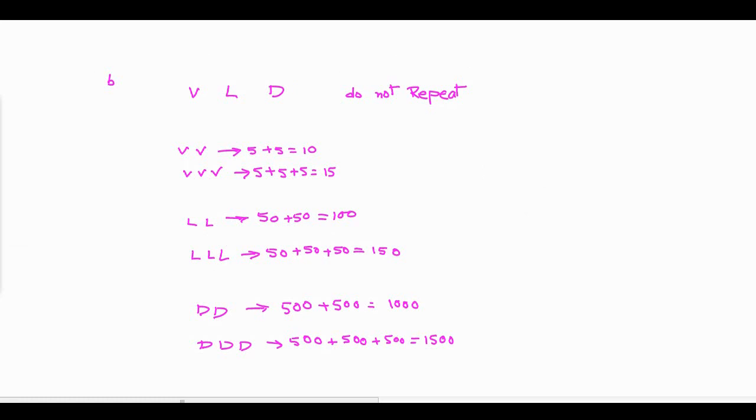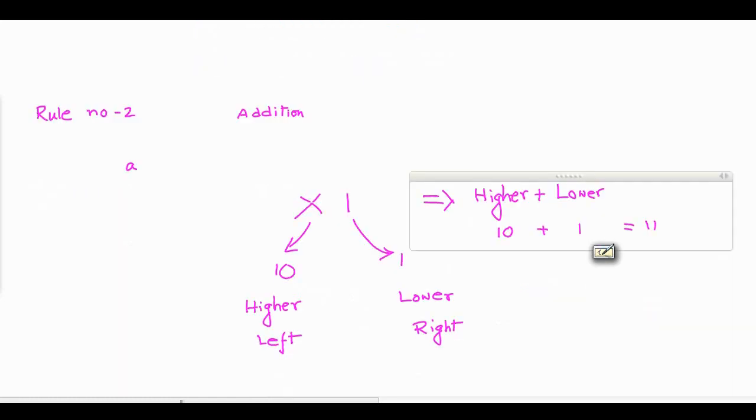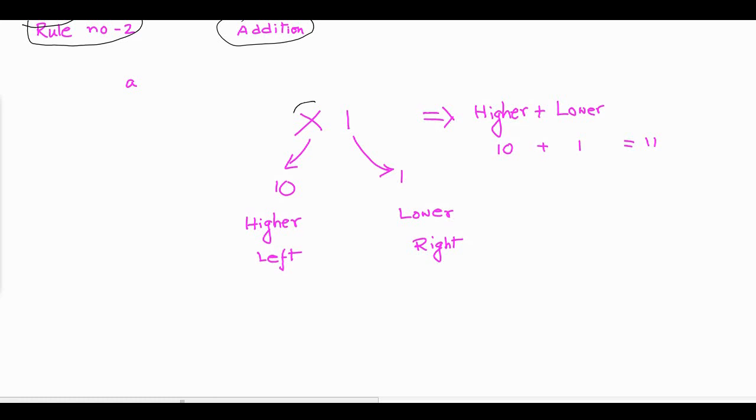Now the second rule. Rule number 2 is very, very important in Roman numerals. In this rule, this is called the addition technique or addition theory, whatever you want to call it. Here, this is 11. X means 10, and this one is 1.